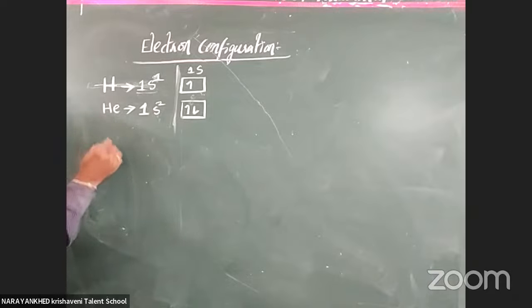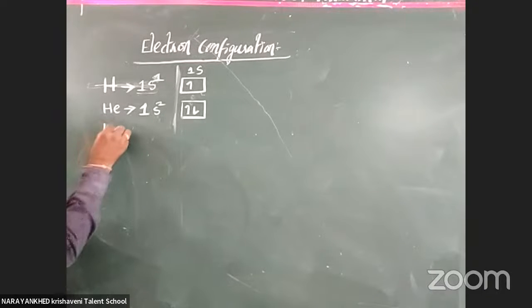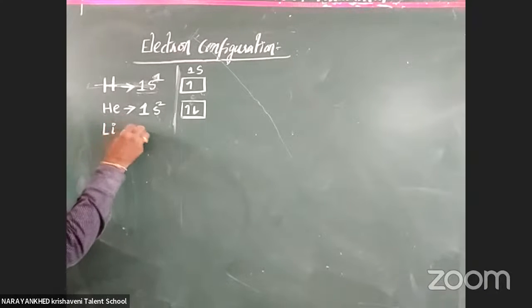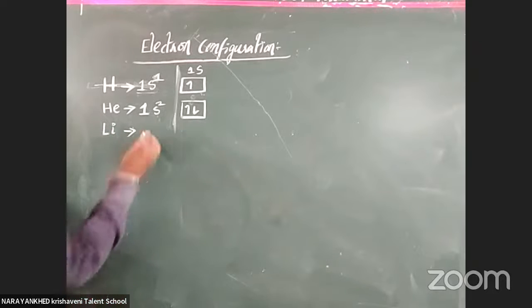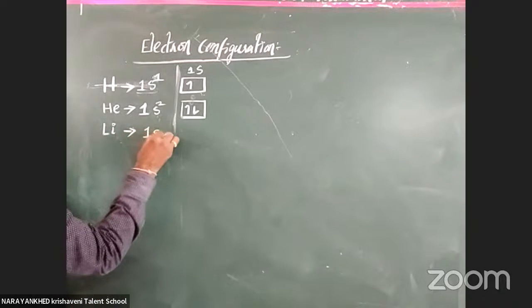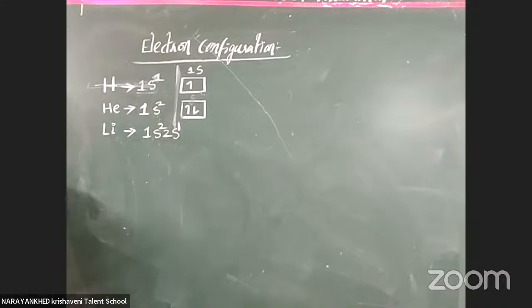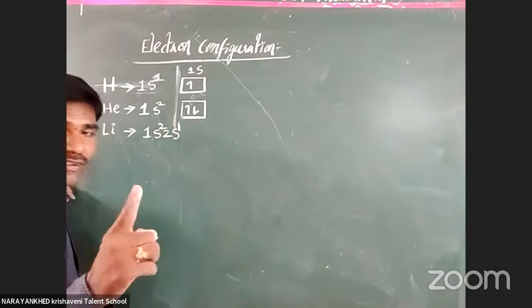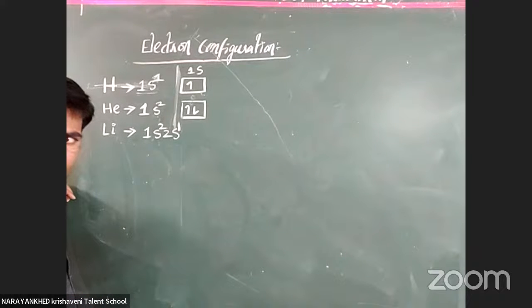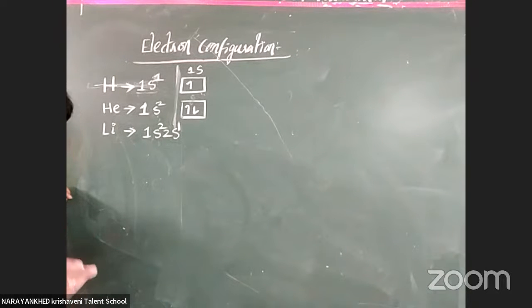After helium, we have lithium. How many electrons are there? 3 electrons are there. Now 1s2, next 2s1. Why? Because in the first orbit, no other orbitals are possible. Only the s orbital is possible. Got it or not? 1s2, 2s1.